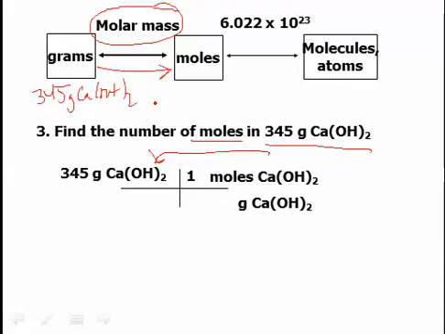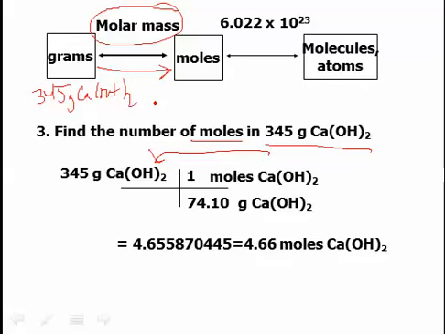We've got 1 calcium, which is 40 something, 2 oxygens times 16, 2 hydrogens times 1.0079. You add all that up and bam, 74.10 grams of calcium hydroxide. Just like before, multiply the top numbers, divide by the bottom, and you should get 4.66 moles of calcium hydroxide. And remember, the grams of calcium hydroxide cancel out. We're left with moles of calcium hydroxide.